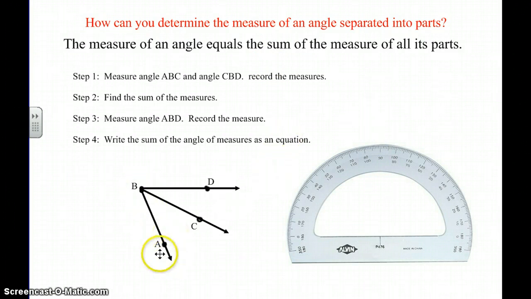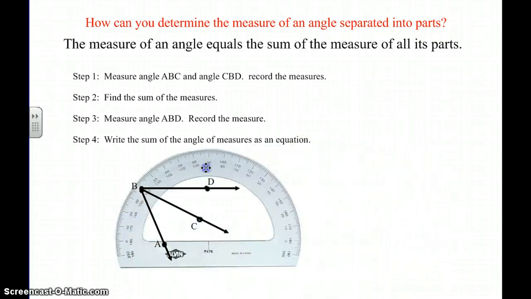Well, it means that angle ABD is the big part of the angle here, and it's separated into two parts, ABC and CBD. Well, if you add, because sum, don't forget, means add, the angle measures of ABC and CBD, you're going to find the total for this whole angle ABD. So let me demonstrate this for you.